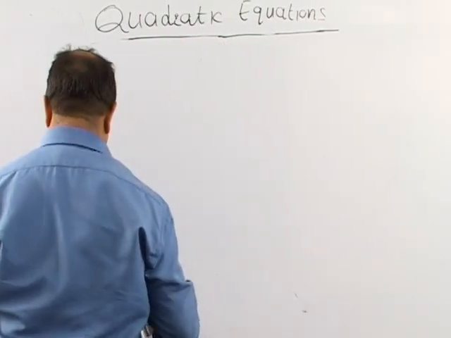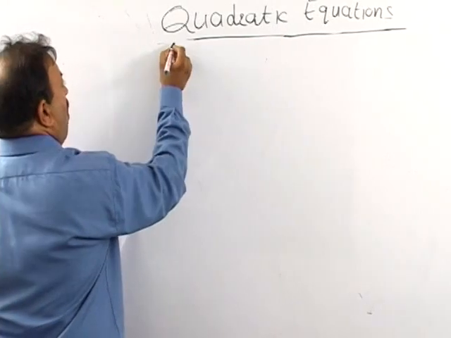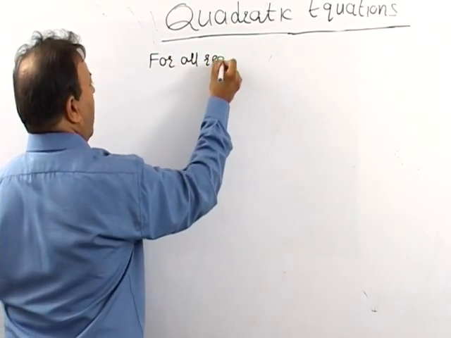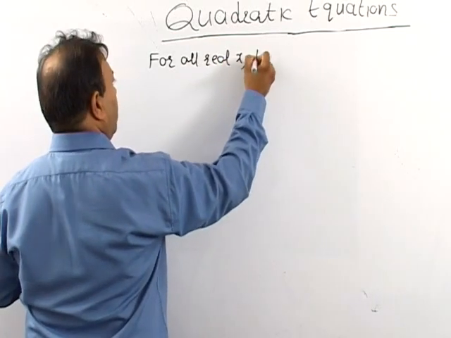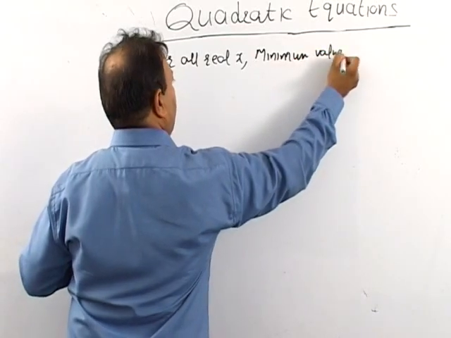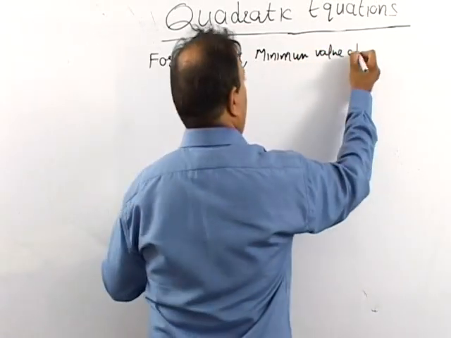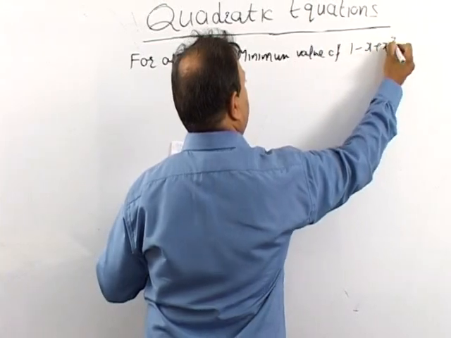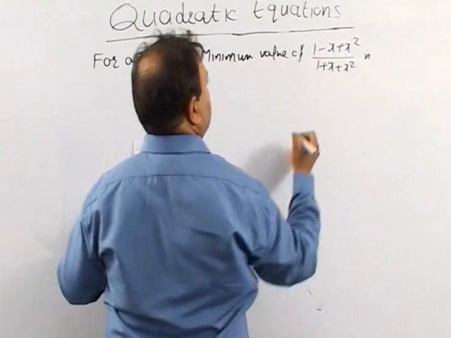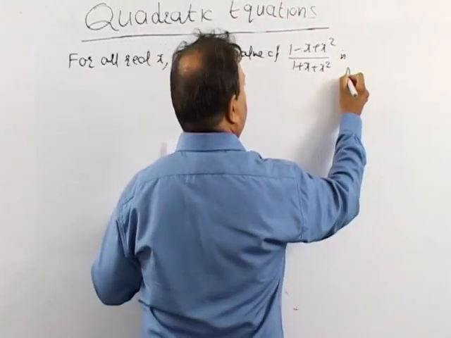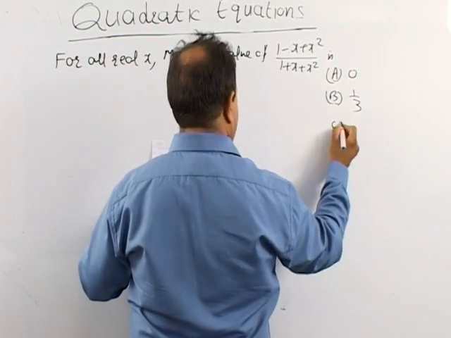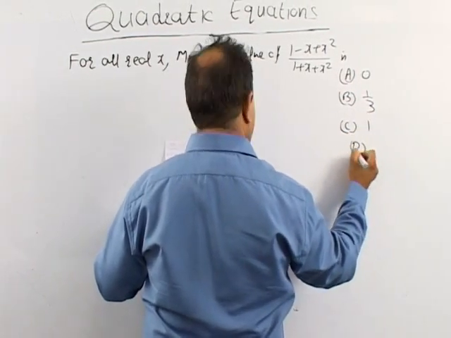For all real x, the minimum value of (1 minus x plus x square) upon (1 plus x square) is? The options are: A option 0, B option 1 by 3, C option 1, and D option 3.